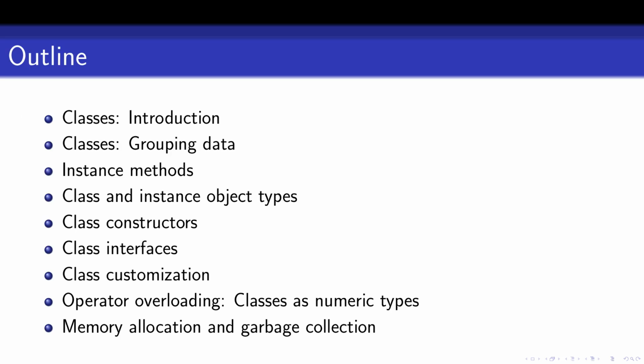This video begins with an overview of what you'll learn: how to define your own classes, group data into objects, and implement instance methods. We'll cover the distinction between class and instance objects, explore constructors and interfaces, and examine how to customize class behavior through special methods. You'll also learn how Python handles memory allocation and garbage collection behind the scenes. By the end, you'll be ready to create your own classes and use them to write cleaner, more modular, and more maintainable Python code.